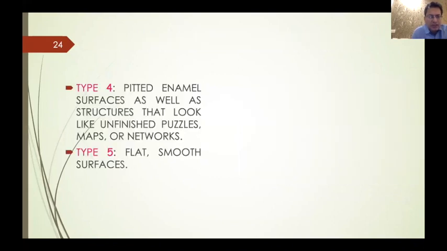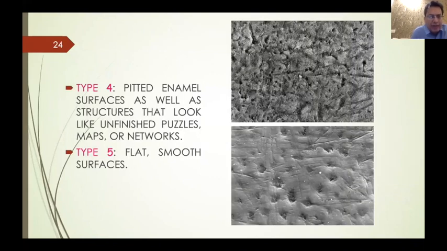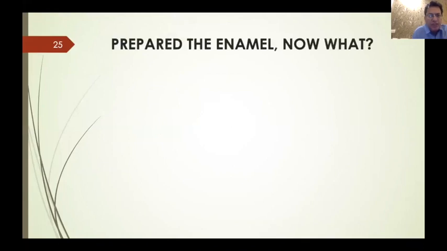The fourth and the fifth ones are the ones you don't want to get. One is the pitted enamel surface, which looks like an unfinished puzzle or a jigsaw puzzle. And type 5 is a flat, smooth surface. So this is what you don't want to get if you want to etch the teeth properly.